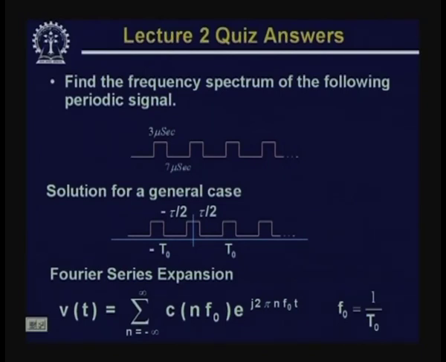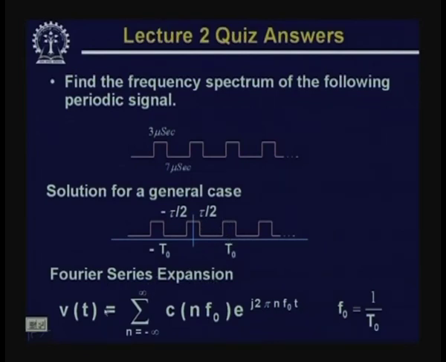Let us try to solve a general case. Again we have a square wave whose time period is say t naught and the on period is tau, and we divide this between minus tau by 2 and plus tau by 2. We have also said earlier, and you find that this signal is a periodic signal, and we have said that for a periodic signal the frequency spectrum is obtained by Fourier series expansion.